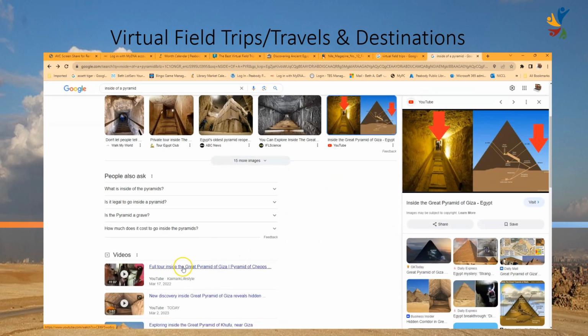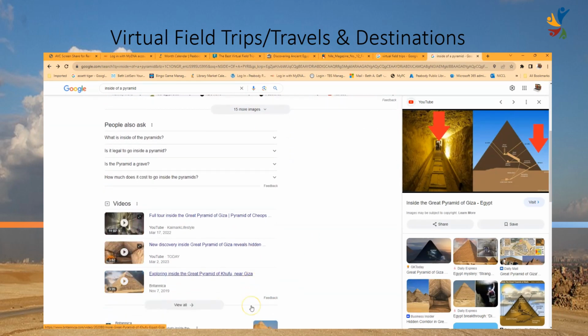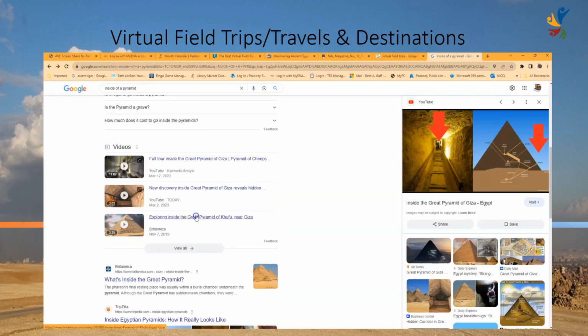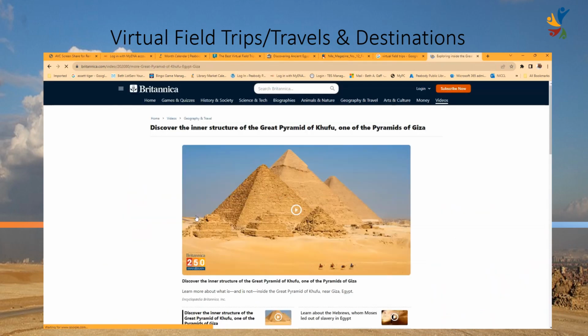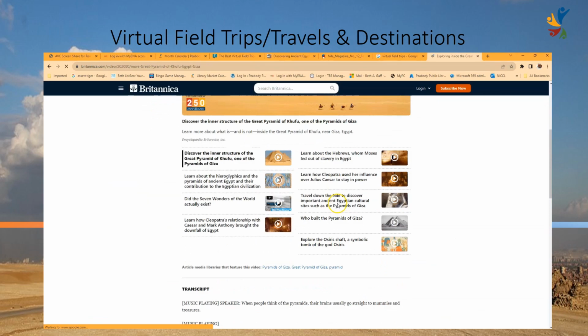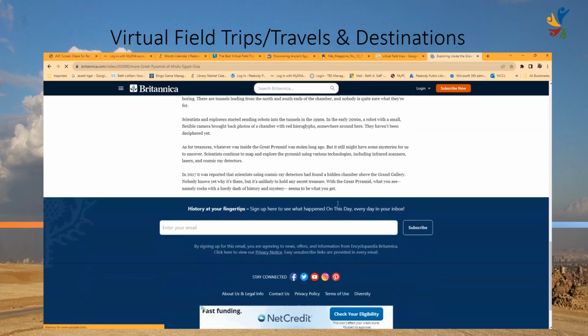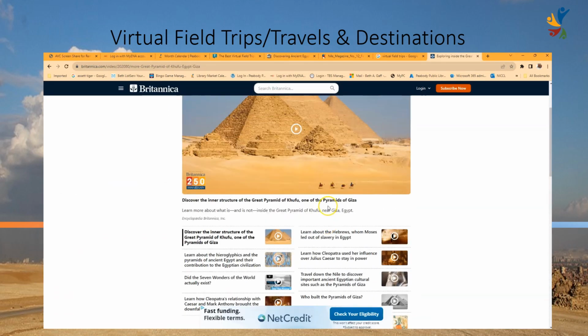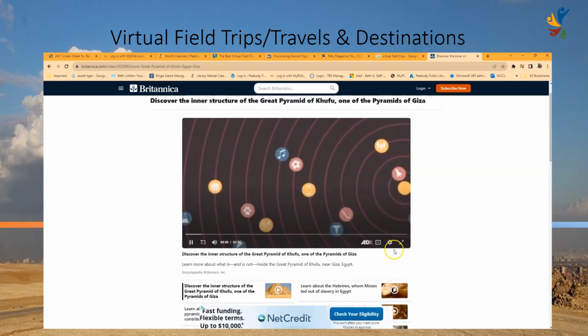Full tour inside. New discovery. Let's see. So this is from Britannica. It doesn't look like they have a video though. The inner structure. Okay, let's see what this is.